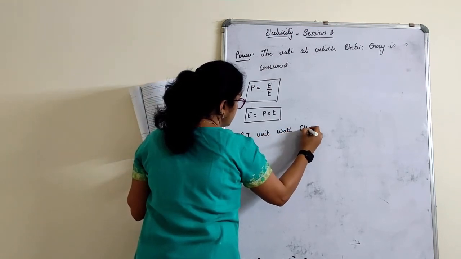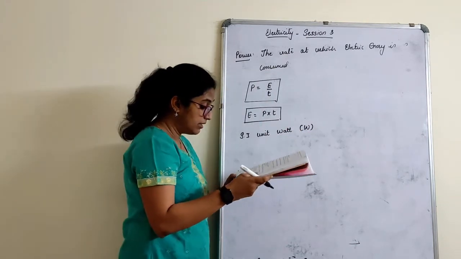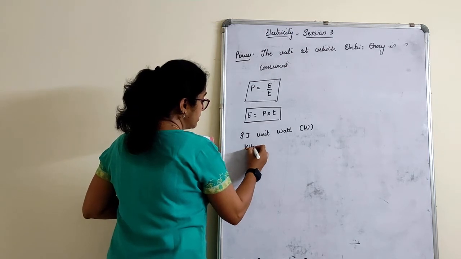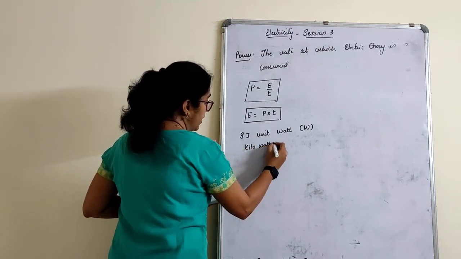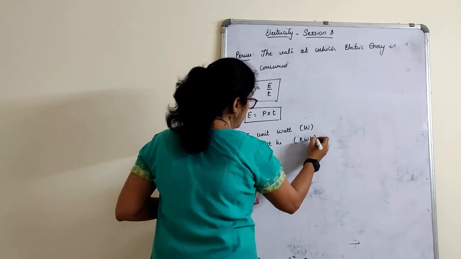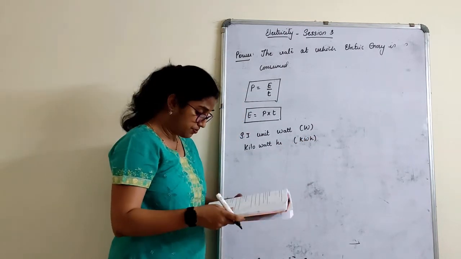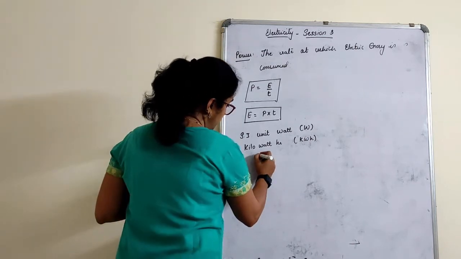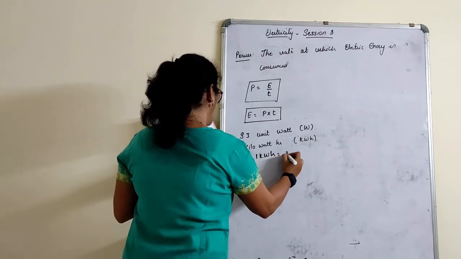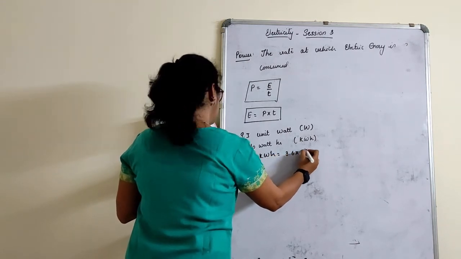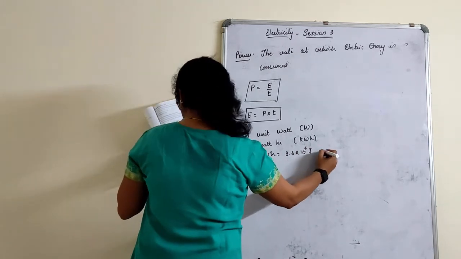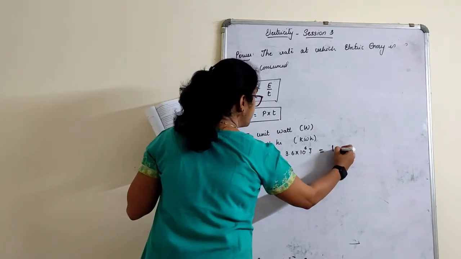When we talk about power, the SI unit of power is watt, denoted by W. The commercial unit of electric energy is kilowatt hour, which we write as kWh. A few terms you should remember: 1 kilowatt hour is equal to 3.6 into 10 raised to 6 joules. This you should remember here.